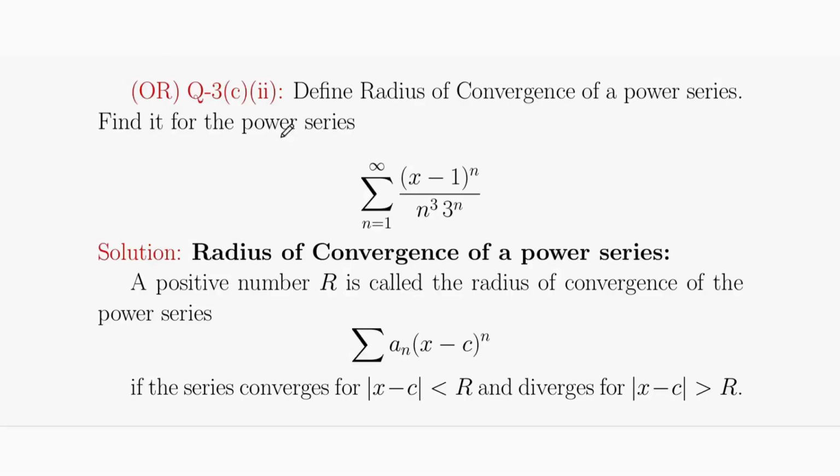Or option question 3C, second question. Define radius of convergence of a power series. Find it for the power series summation n is 1 to infinity (x minus 1) raised to n upon n raised to 3 into 3 raised to n.